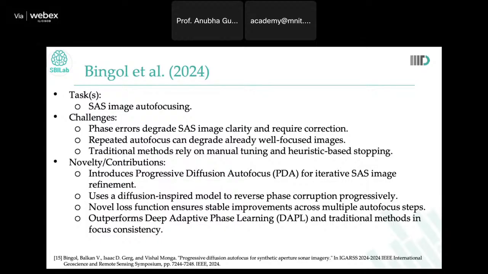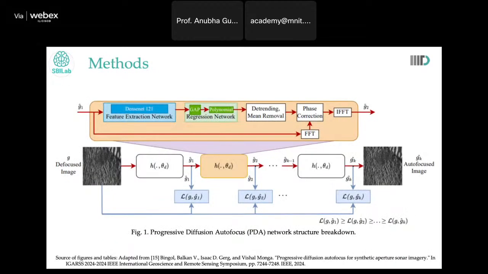This is another work on SAS image autofocusing. It introduces progressive diffusion autofocus for iterative SAS image refinement compared to the previous model. It uses a diffusion inspired model. These days diffusion models are very, very famous. So this uses a diffusion inspired model to reverse phase corruption progressively. Now let's look at this model.